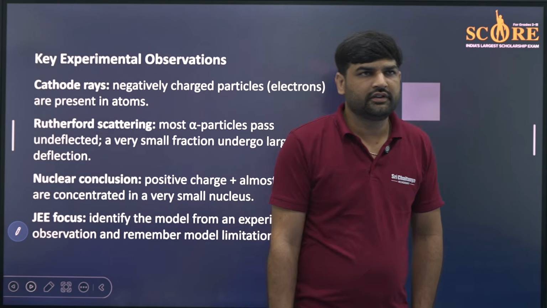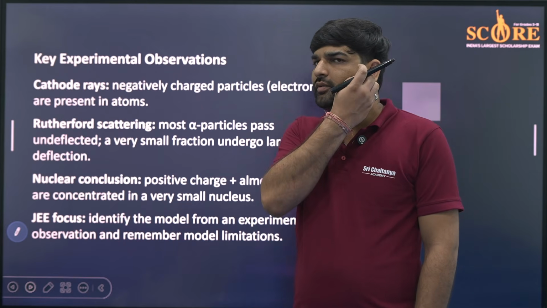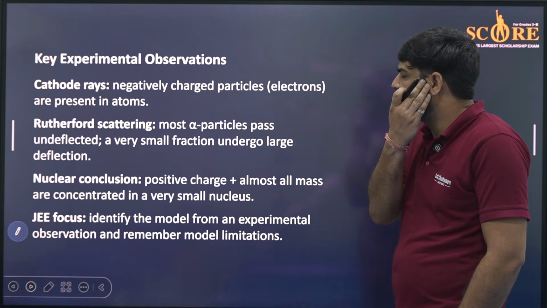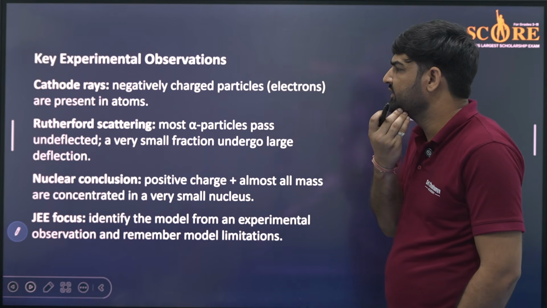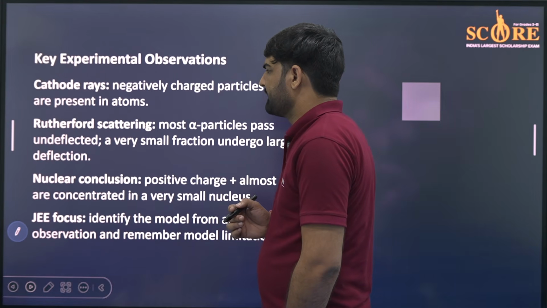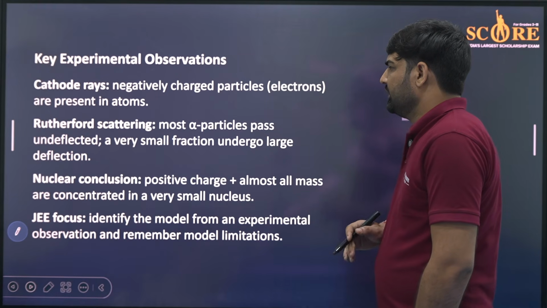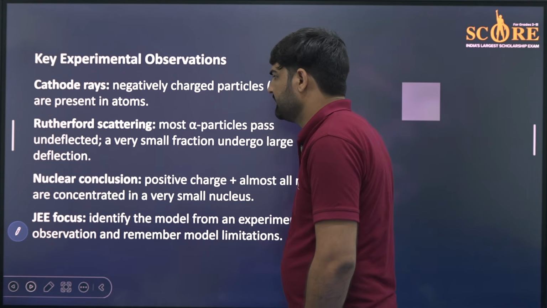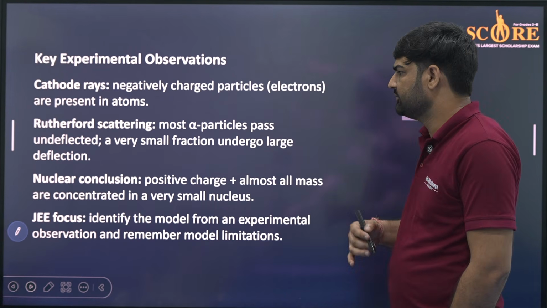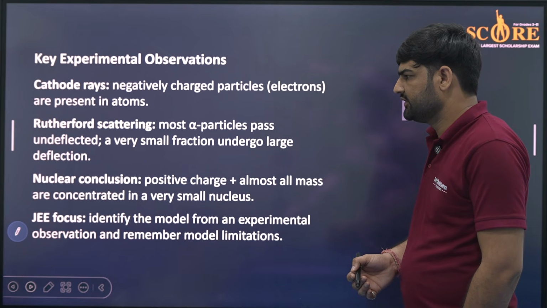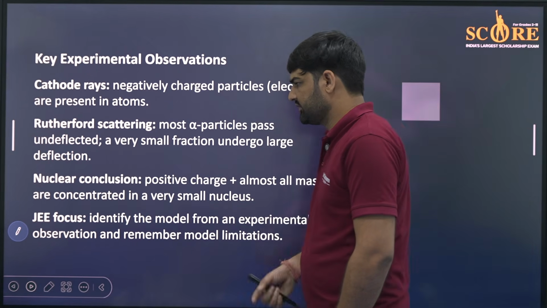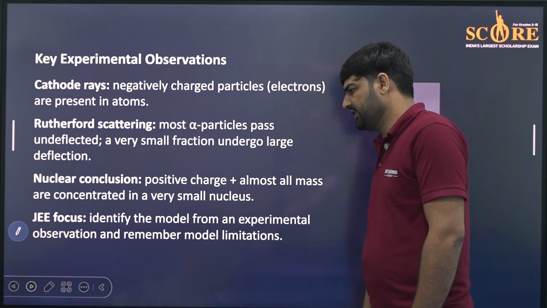If we talk about the Bohr model, before that there are some points about cathode rays. Cathode rays are nothing but negatively charged particles, the electrons present in the atom. In the Rutherford scattering experiment, most alpha particles pass undeflected, and a very small fraction undergo large deflection. So we conclude that the positive charge is concentrated in a very small nucleus.